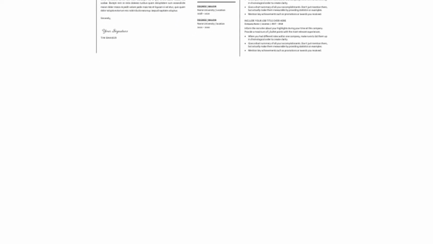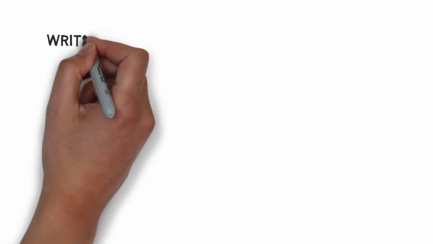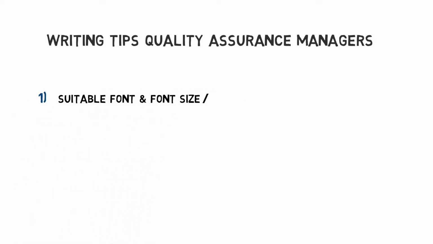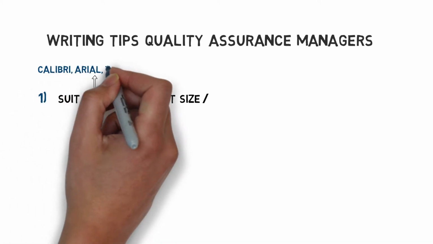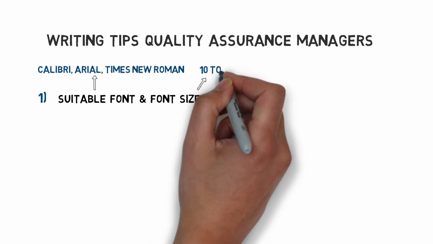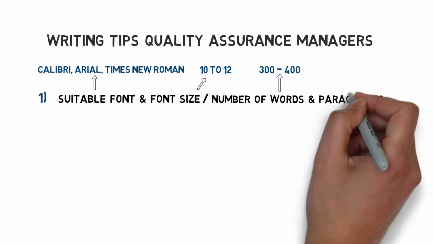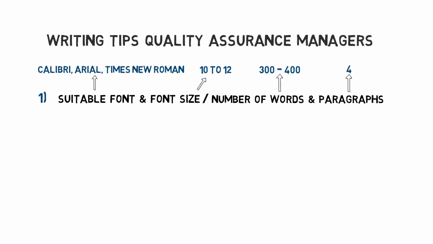Okay, now before we start, let me first emphasize the most important writing tips for quality assurance managers. First off, use a suitable font and font size. Calibri, Arial or Times New Roman with a 10 to 12 point font size will do. Now don't use novelty style fonts like Script Style, Comic Sans or handwriting fonts. Furthermore, keep a word count of around 300 to 400 words and divide the cover letter into 4 paragraphs.